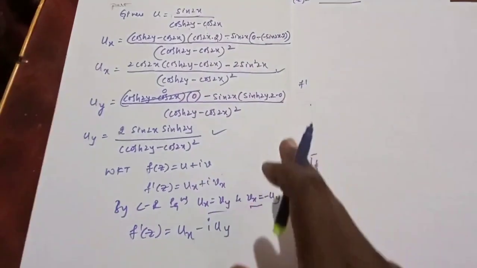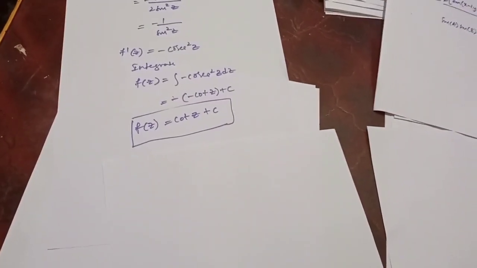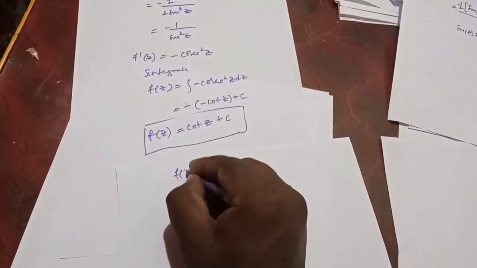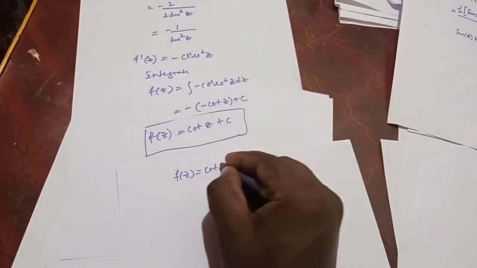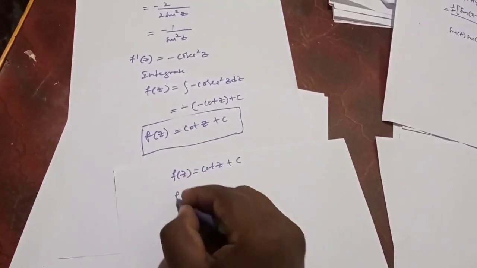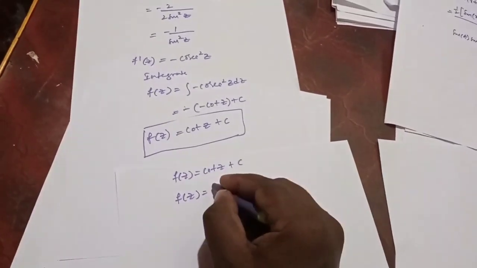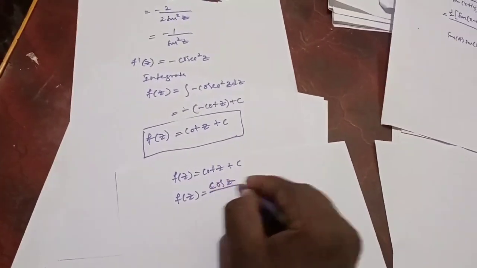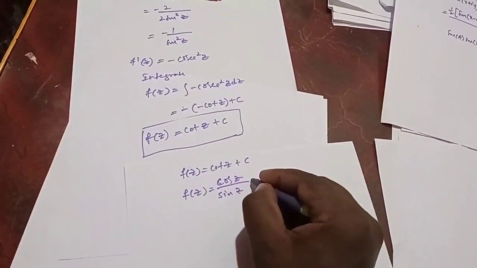Here they mention hence find the imaginary part. So for that, by using this, for the imaginary part, here this is our required analytic function. By using this we have to find the imaginary part. Here f of z is cot z plus c. F of z can be written as cot z, which can be written as cos z by sin z plus c.